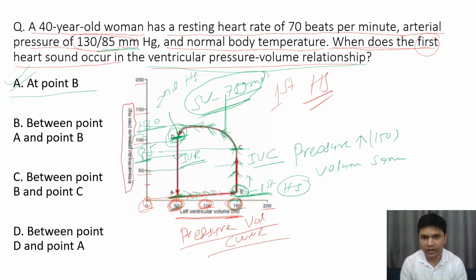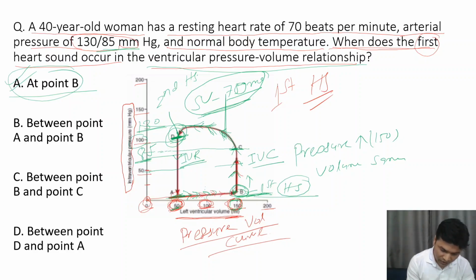So I think the whole graph is clear. The answer here is point B, where the first heart sound is produced. If the question asks about the second point, D, the second heart sound is produced at point D.